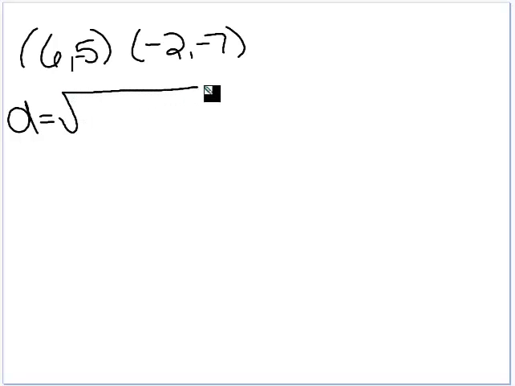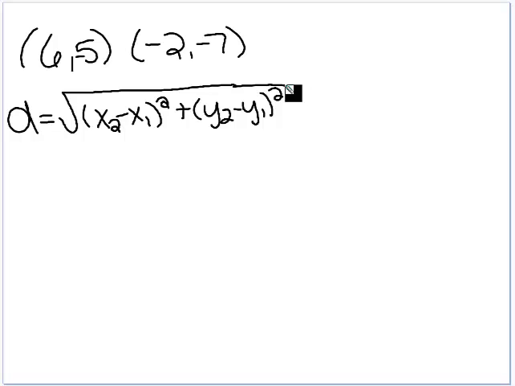Okay, I want you guys to do the points 6, 5, 6, negative 5, sorry, and negative 2, negative 7. Okay, what is my distance formula? Square root of, you all have it right in front of you. I'm just writing my distance formula. Okay, distance formula. D equals the square root of x2 minus x1 squared plus y2 minus y1 squared. Okay, so I'm going to look at my points right here. I'm going to say this is going to be my x1, so this has to be my y1. This is going to be my x2, so this has to be my y2.